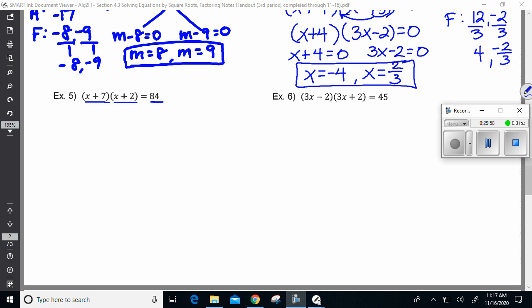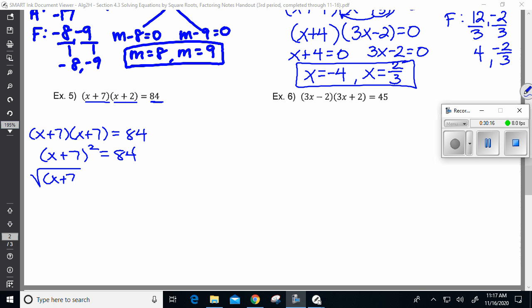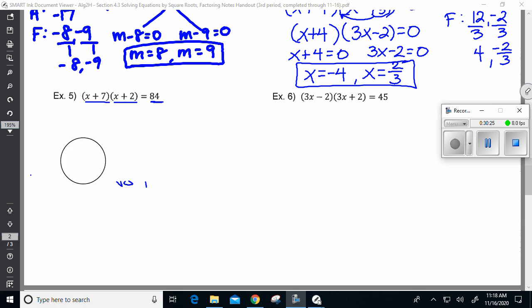Now, this is different from square roots in this fashion. If both of the binomials were the same, for example, x plus 7 and x plus 7 equals 84, then we could write it as x plus 7 squared, and then take the square root. So that's if both of the binomials were the same. However, these are not the same, so we got to find another way around.